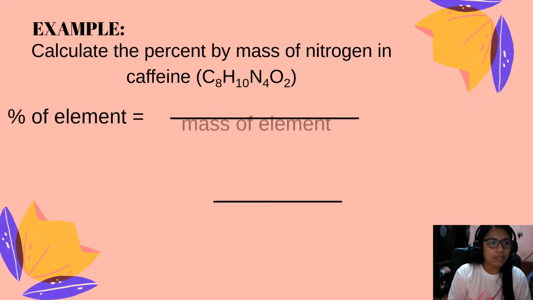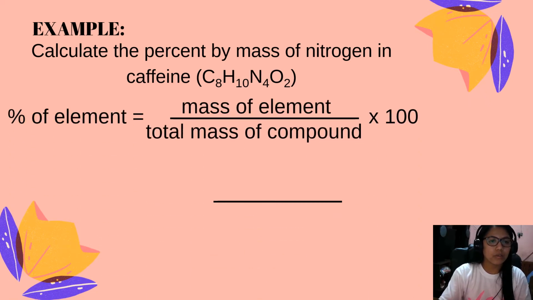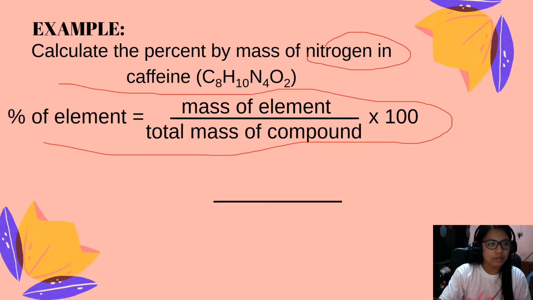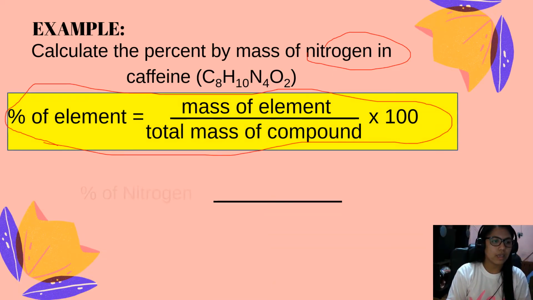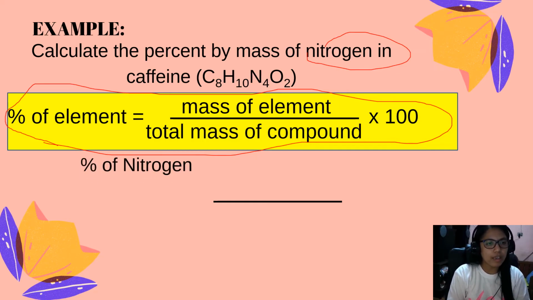So, ang hinahanap lang natin again ay nitrogen. Ayan o. Ang hinahanap lang po ay nitrogen. So, this is the formula. Kailangan tandaan ninyo itong formula. Percent of element is equal to mass of element divided by total mass of compound multiplied by 100. Okay. Ayan ang ating formula. So, ang hinahanap lang is the percent by mass of nitrogen.